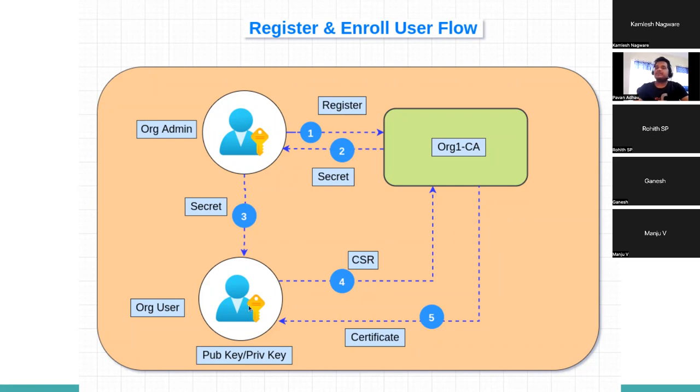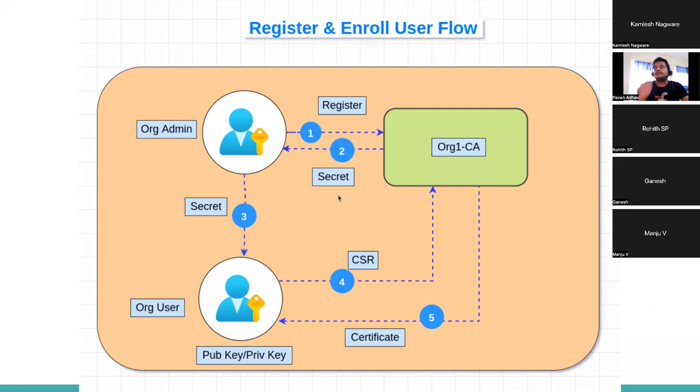It doesn't matter if it is the peer or orderer or any other, because there are four node organization units in our Hyperledger Fabric. First one is the orderer. Second one is the peer. Third one is the client. And another one is there. Okay, so this is the process for creating the certificate.